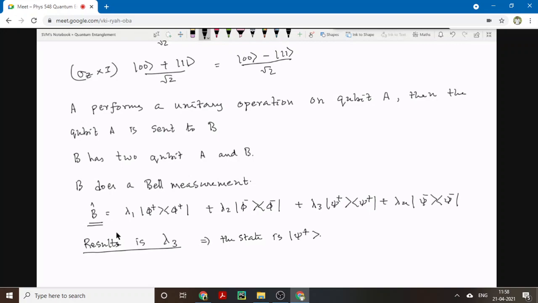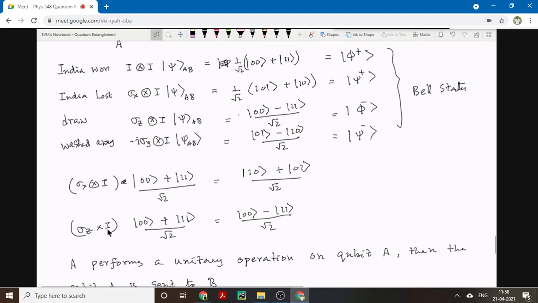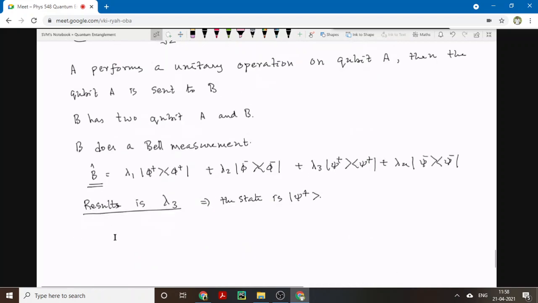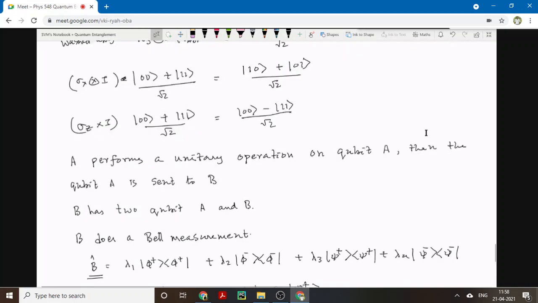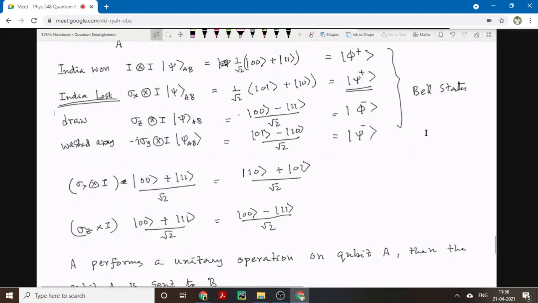Okay, now you go back. If the state is psi plus, what is that encoded? India lost. So that information he will get. If he gets phi minus, then that means it is a draw. If it is psi minus, that means rain washed away. So you can see whatever 2 qubits of information has now been coded into 1 qubit.